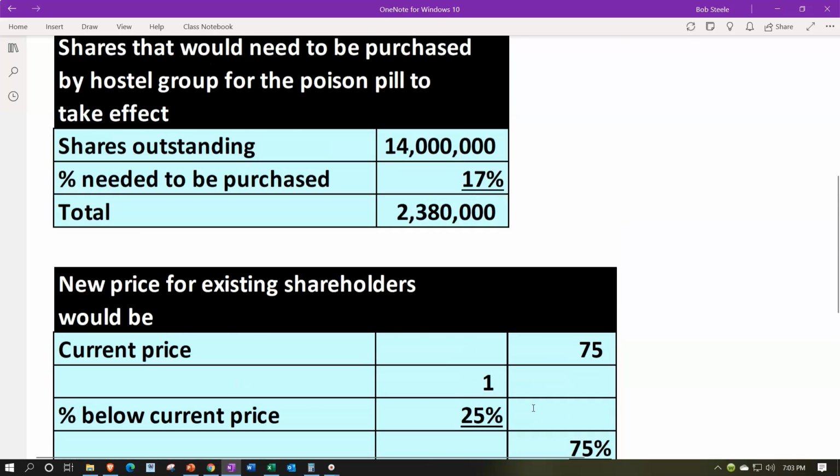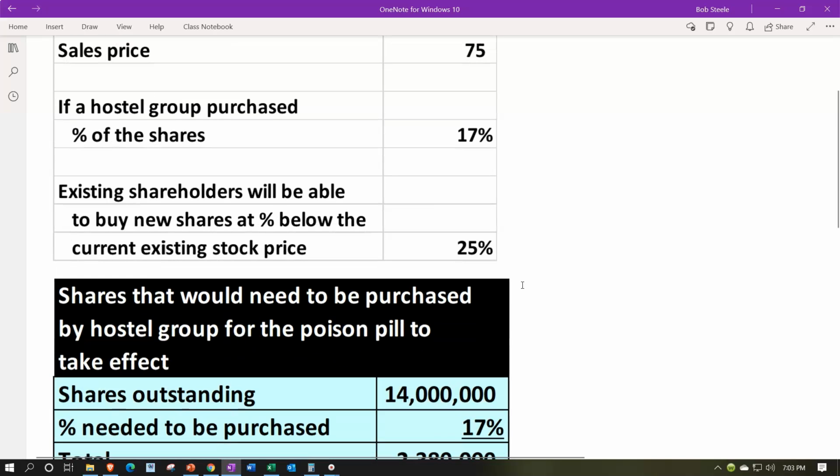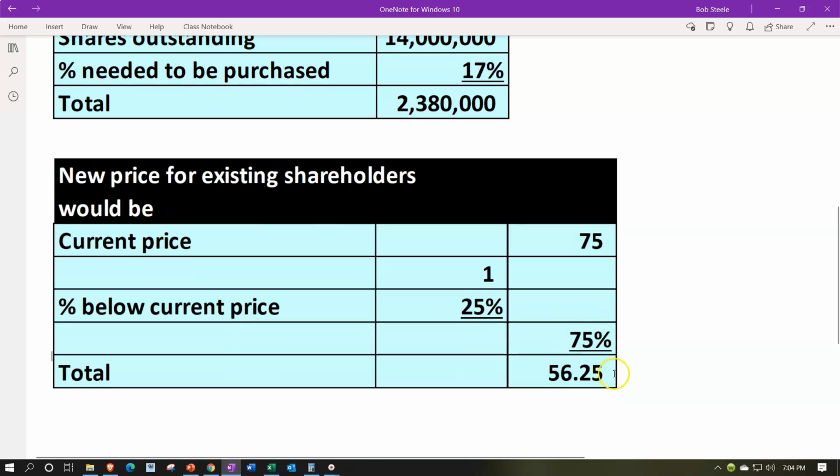So we're going to say, okay, this individual or group went above the amount consolidated, above the point where the poison pill takes effect, and that means that we're concerned about the possibility of someone consolidating enough of a controlling interest, and the poison pill takes effect, meaning there's a decrease in the price for the current shareholders. The market price is currently 75, going down 25%, basically discounted. So now it's worth 56.25.